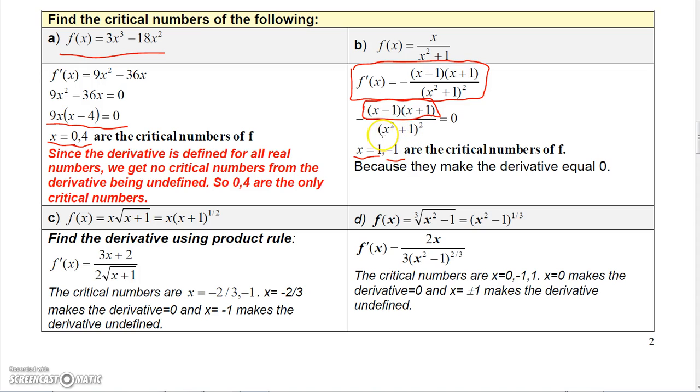Now, (x squared plus 1) quantity squared, well, x squared plus 1 can't be 0, so there's no places for this function to be undefined. So the derivative cannot be undefined, so therefore the only critical numbers you get here are the numbers you get by setting the derivative equal to 0. Alright, let's take a look at a couple more.